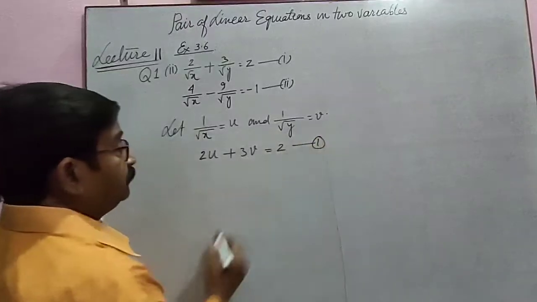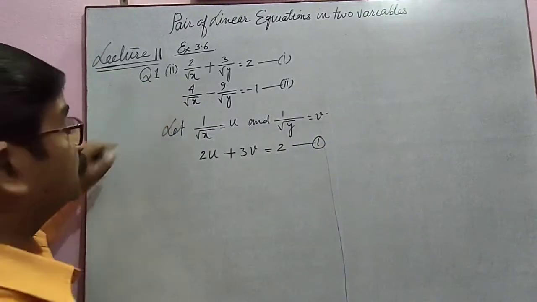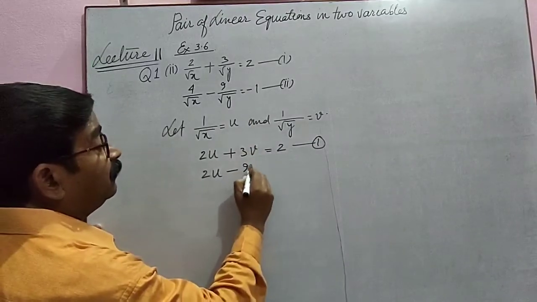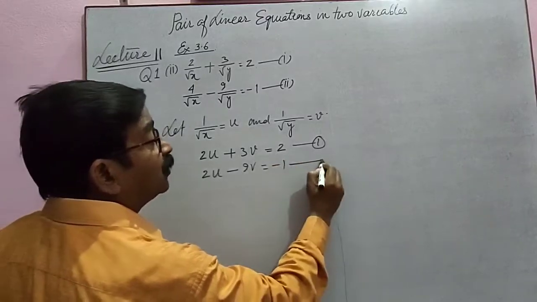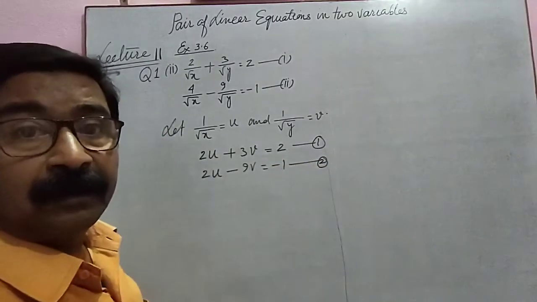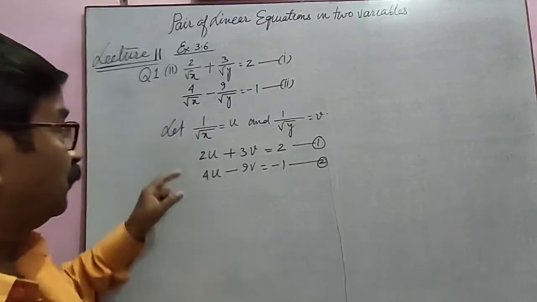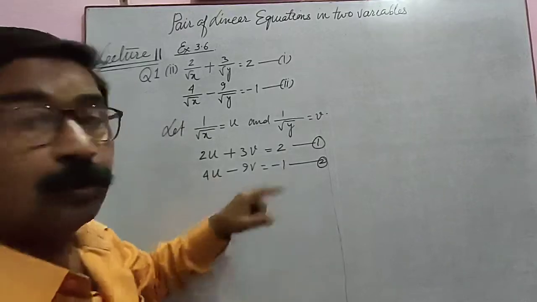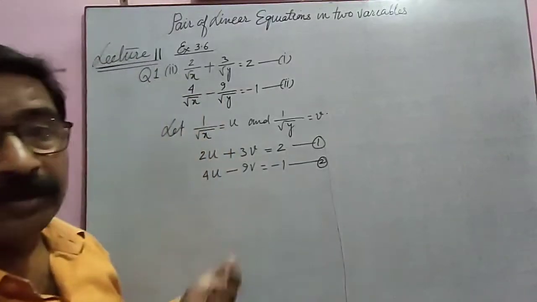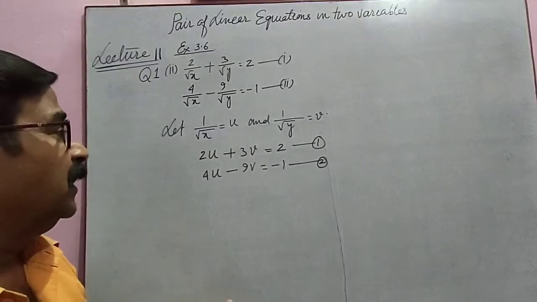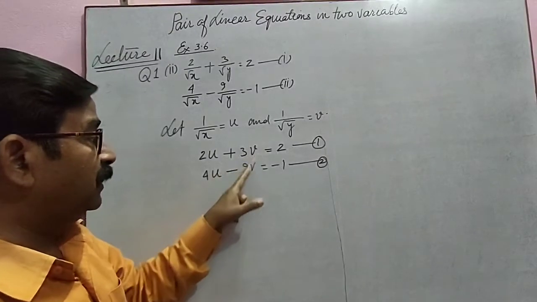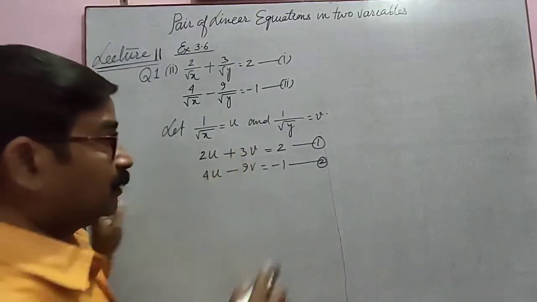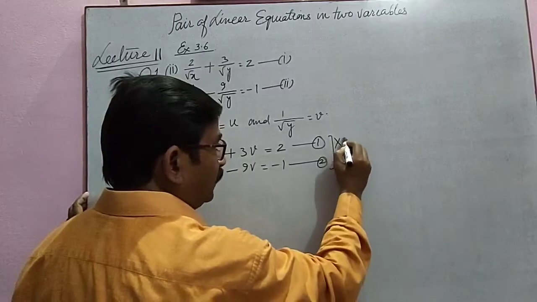Let us see question number 1. Here 4 upon root x means we have 4u minus 9v is equal to minus 1. Equation number 2. Once again, we are given the two equations: 2u plus 3v is equal to 2, 4u minus 9v is equal to minus 1. Now again we have to solve by any method. We are adopting the elimination method. See, this is 3v, this is 9v. If we multiply equation number 1 by 3, it will become 9v. So you can multiply this equation by 3.